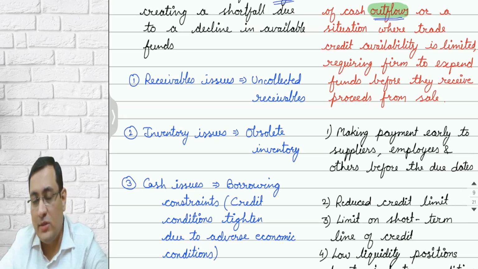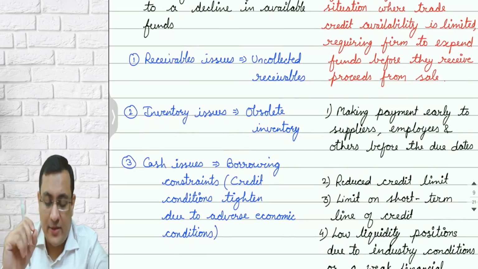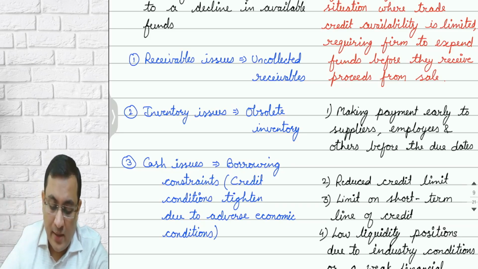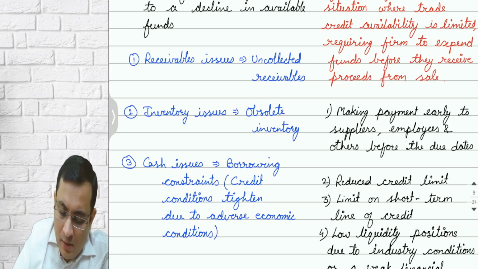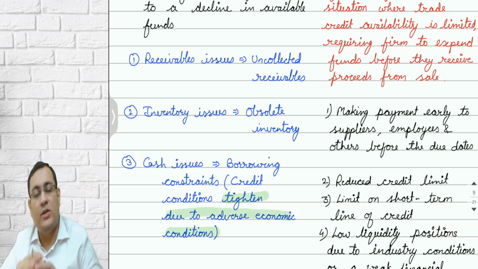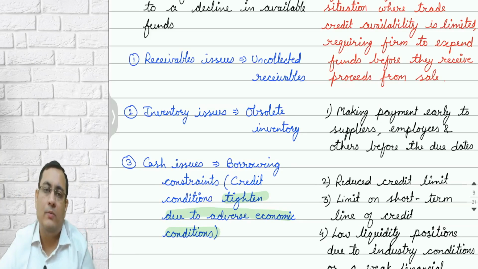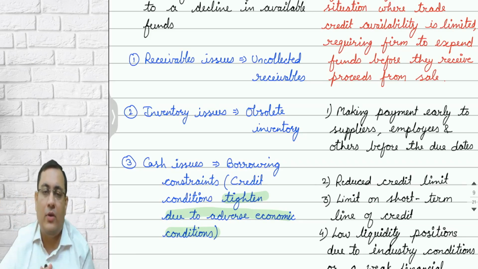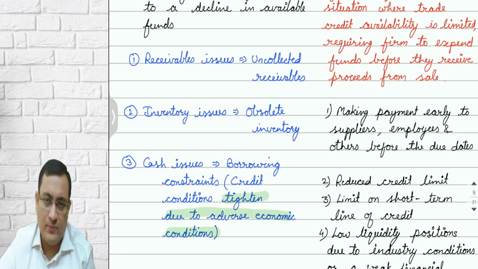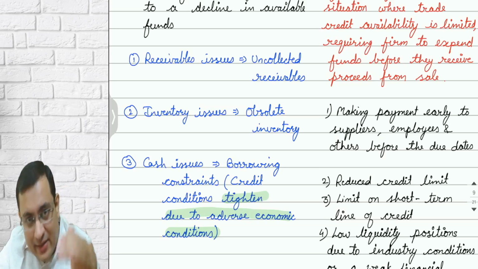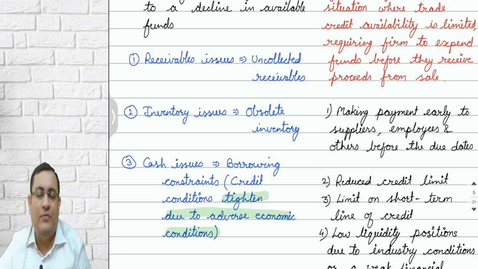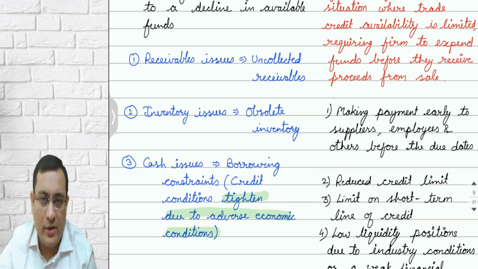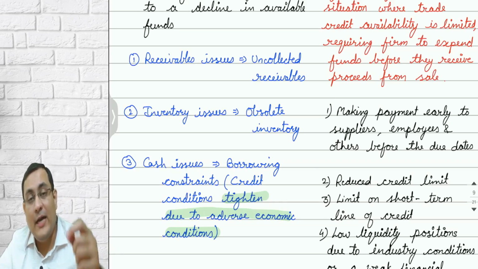Next, cash issue. This is important. Borrowing constraint, not on us as an individual company or an individual firm. Borrowing constraint, the credit conditions tighten due to adverse economic conditions. There is a shortfall of money in the economy as a whole. So if there is a shortfall of money in the economy as a whole, there will be fewer borrowings available for us. And borrowing is one of the primary sources. This is going to create a decrease in your liquid availability of funds, which you can use by getting the funds from borrowing. So this is going to be called a drag on liquidity.